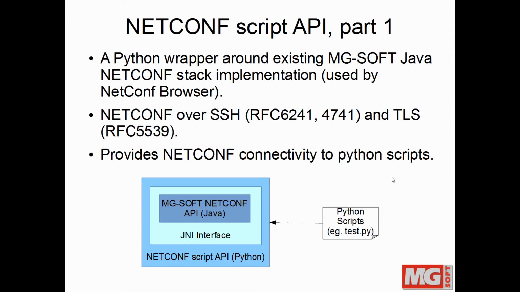The Netconf Script API is a Python wrapper around the existing Java Netconf stack implementation, which supports both versions of Netconf over SSH and also Netconf over TLS. The main purpose of this API is to provide Netconf connectivity to Python scripts through classes such as Simple Netconf Client and Operation Builder, which I'll demonstrate when we go through the examples.